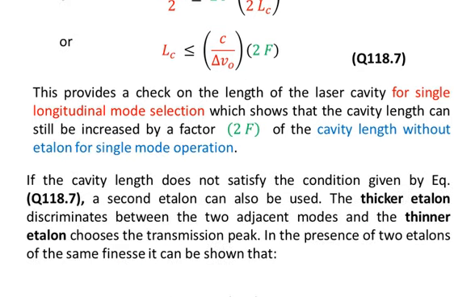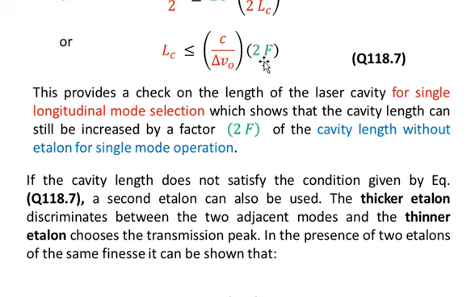Using single longitudinal mode using a single Etalon. So this provides a check on the length of the laser cavity for single longitudinal mode operation or selection, which shows that the cavity length can still be increased by a factor of 2f. You can see a factor of 2f over here. So placing an Etalon in the laser cavity has allowed you to increase the length of the laser cavity.